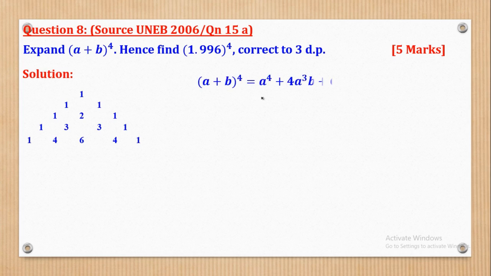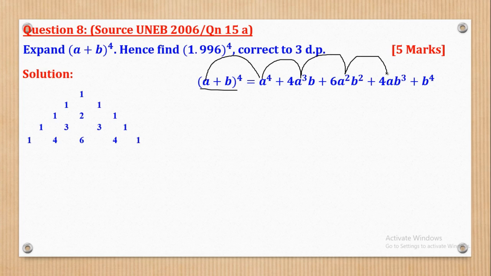Okay, so now let's expand this one. How is it expanded? Get this one, raise the power 4, multiplied by, now you keep on reducing the powers for a. So this is a to the power 4, a to the power 3, a to the power 2, a to the power 1, a to the power 0. That's why there's nothing like a.